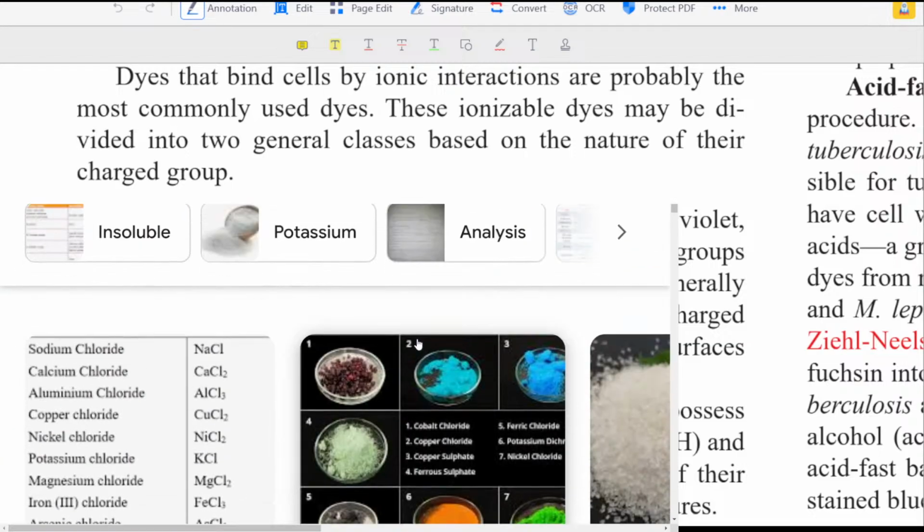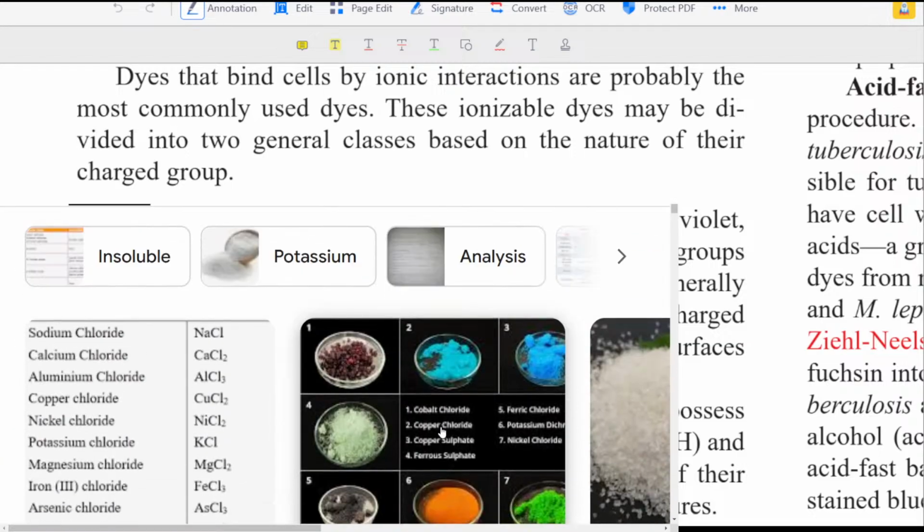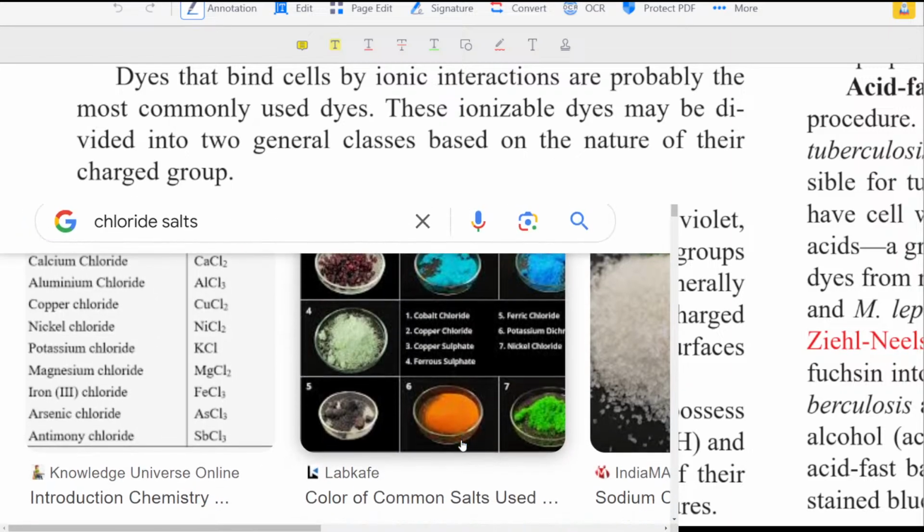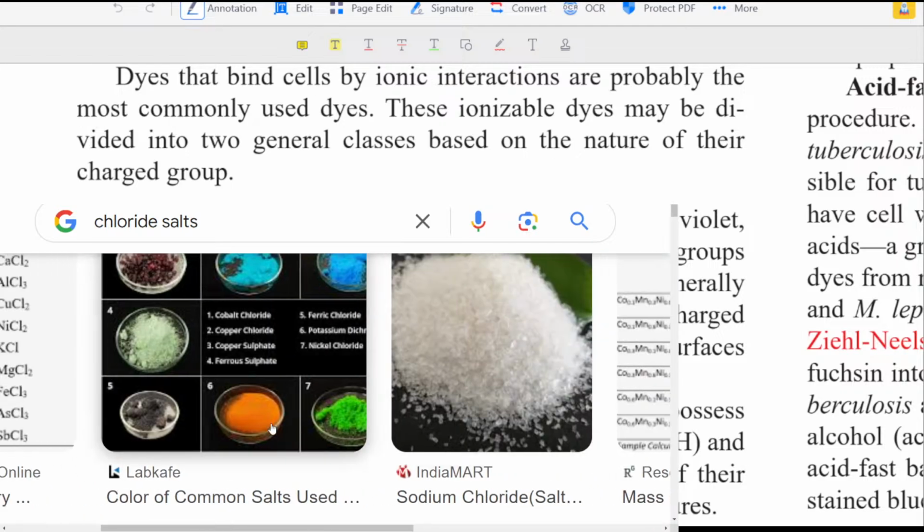So these are the types of dyes I think they use. The first one is the brown one, the cobalt chloride. The second is the copper chloride. The third is copper sulfate. The greenish one is ferrous sulfate. The fifth one is ferric chloride. It is brown again, blackish brown. And the potassium dichromate is the orange. Wow, such a beautiful color. And the nickel chloride.